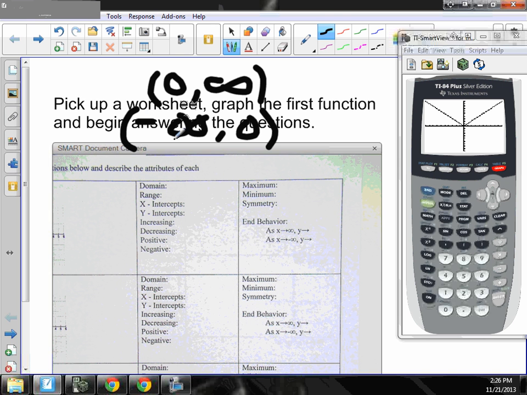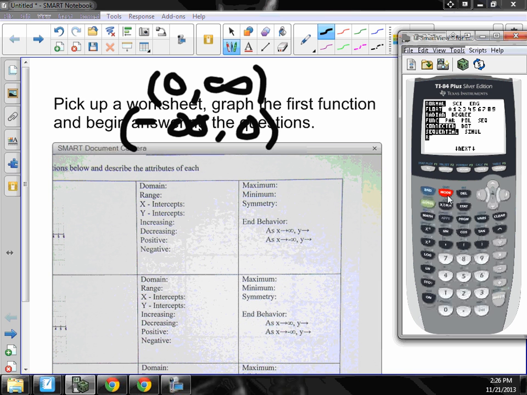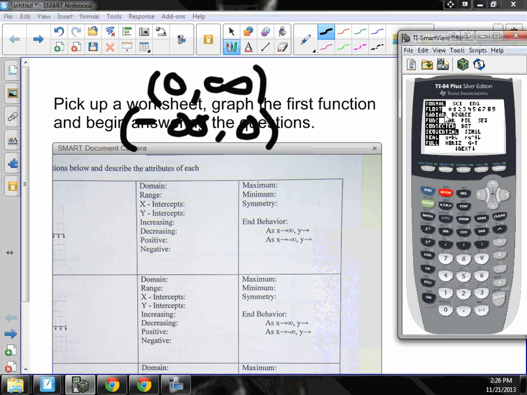Now, everybody push mode on their calculator. Mode. And make sure your calculator is in radians, because on the back side there is a sine curve. And the sine curve will only graph correctly if you're in radians. So mode is right here. Just push mode and go down to radians and hit enter. All right, that's everything you need to know. Get to work.